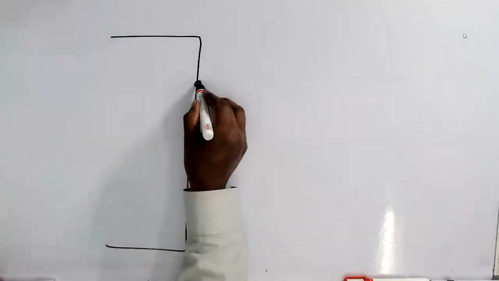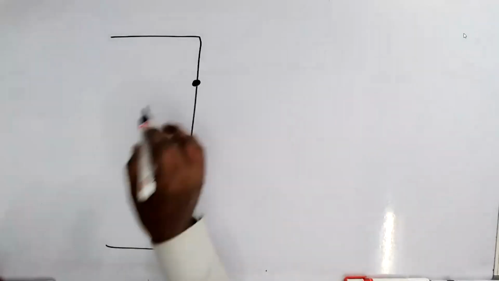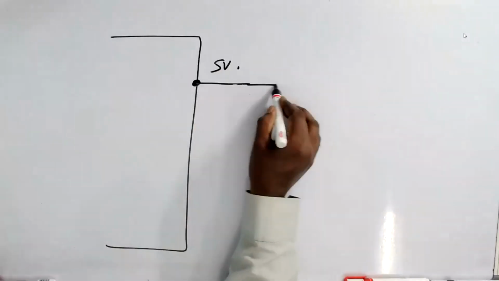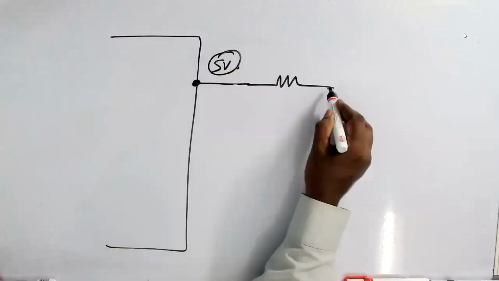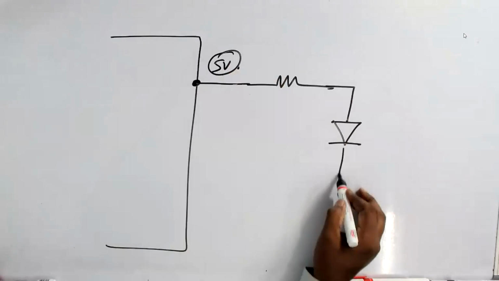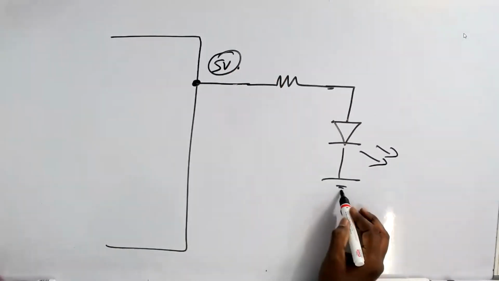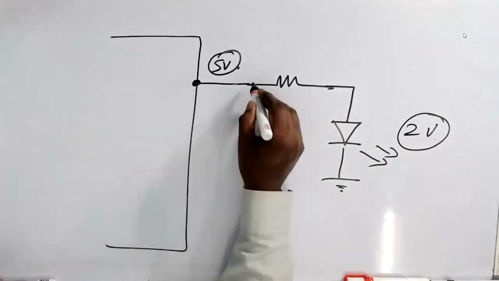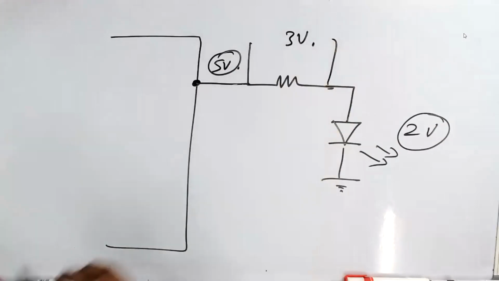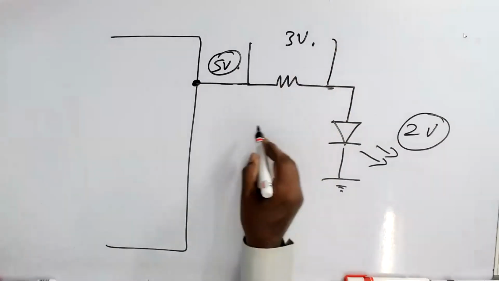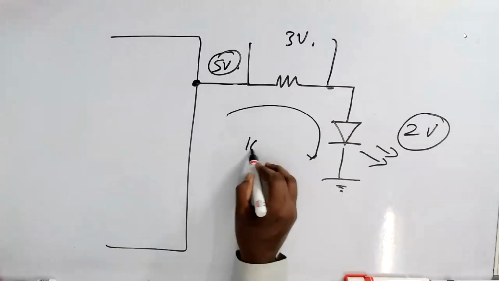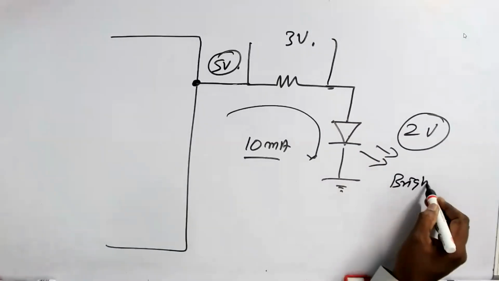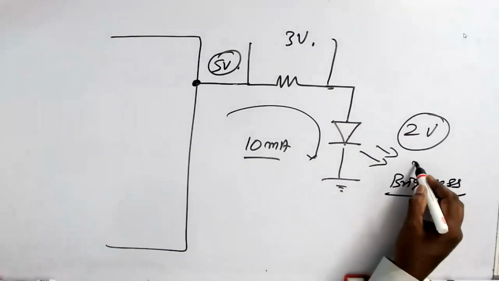Now I have a pin. Understand? I have a pin. This pin is going to give 5 volt. Then I put a resistor. I assume 5 volt. Then I have an LED. The LED will take 2 volts. So I have to drop the remaining 3 volts here. Am I right? So the current through the bulb is 10 milliampere. Then only the LED will give you the brightness. That is called rated brightness.